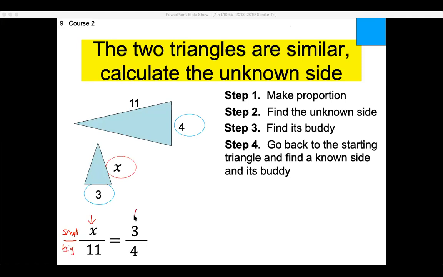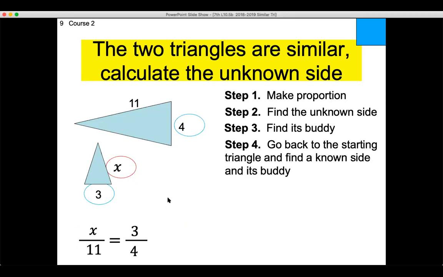So on this fraction, I've got to go in the same order. I can't go big to small. I've got to go from the small triangle again to the big triangle. And that's why I chose the side length of 3, because it's back on the small, and 3 goes with 4. If you flip those numbers around, you will absolutely get the wrong answer.